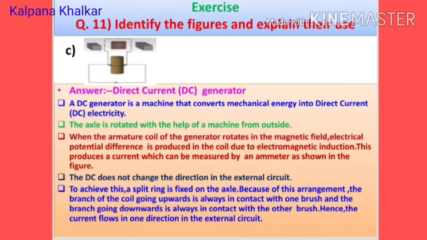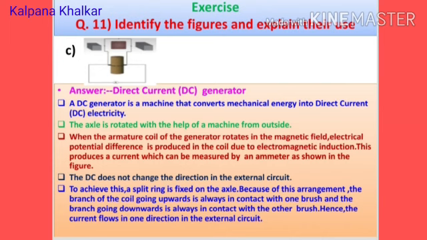Direct current. In short, DC generator. A DC generator is a machine that converts mechanical energy into direct current electricity. The axle is rotated with the help of a machine from outside. When the armature coil of the generator rotates in the magnetic field, electrical potential difference is produced in the coil due to electromagnetic induction. This produces a current which can be measured by an ammeter as shown in the figure. The DC does not change the direction in the external circuit.